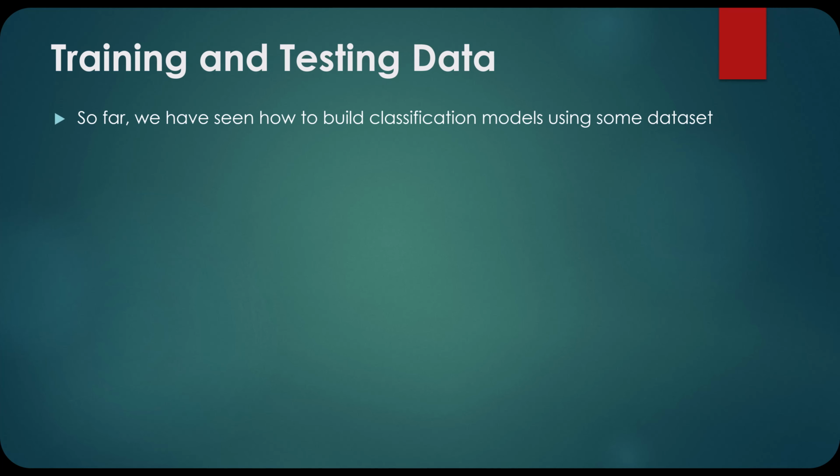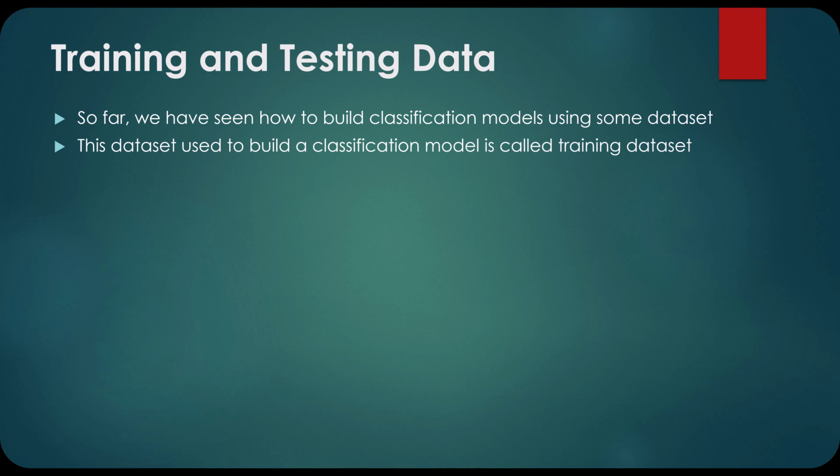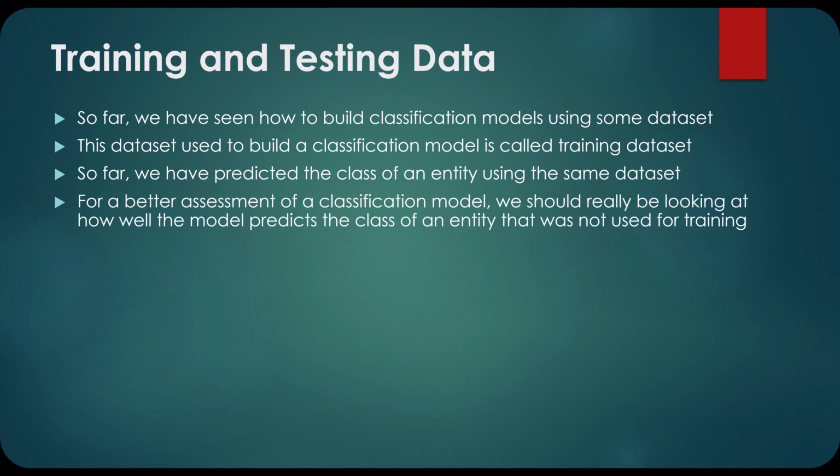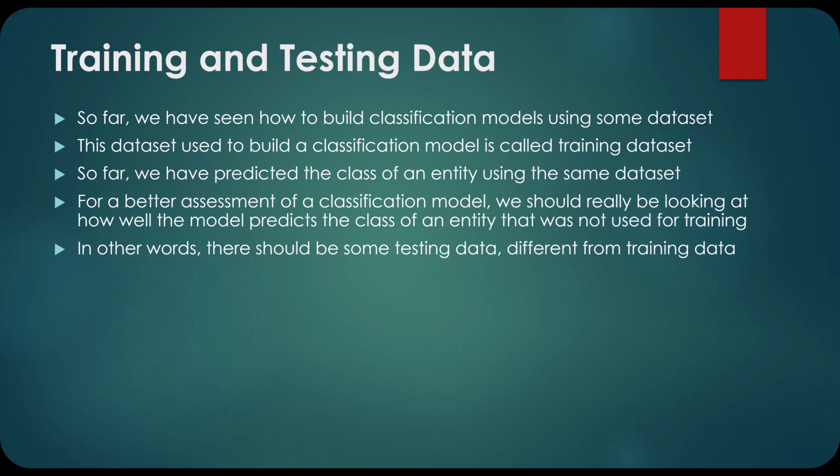Now, so far in the previous videos on classification, we've seen how to build classification models using some data set. This data set that is used to build a classification model is called the training data set because we train a model. And so far, we have predicted the class of an entity using the same data set that was used for training. Now, for a better assessment of a classification model, we should really be looking at how well the model predicts the class of an entity that was not used for training. In other words, there should be some testing data different from training data.